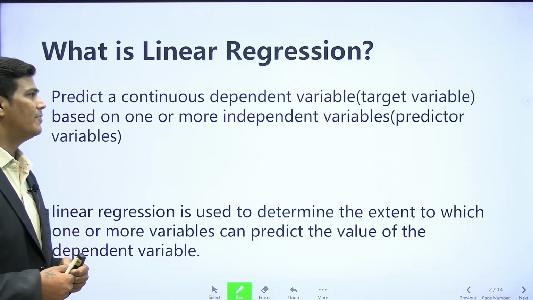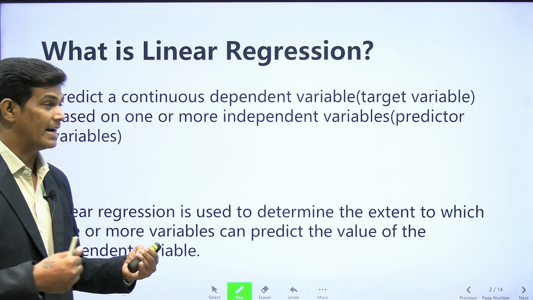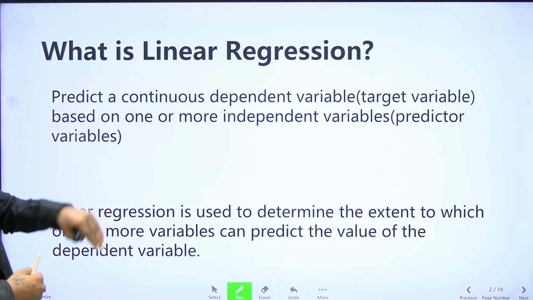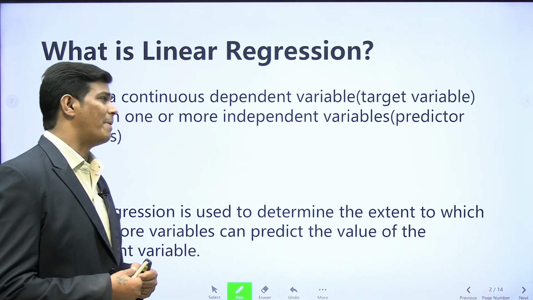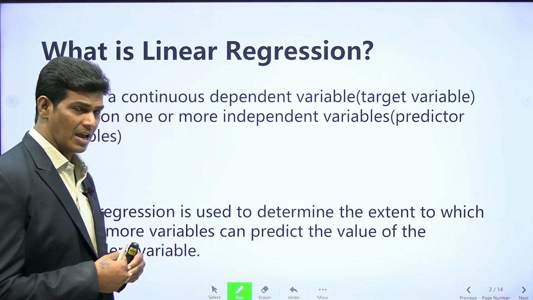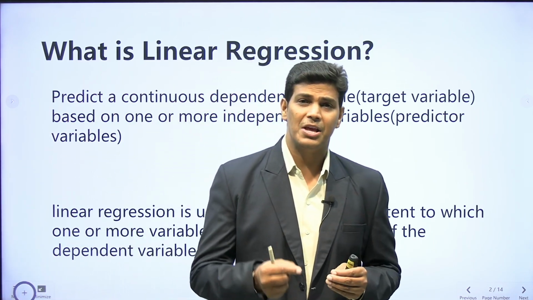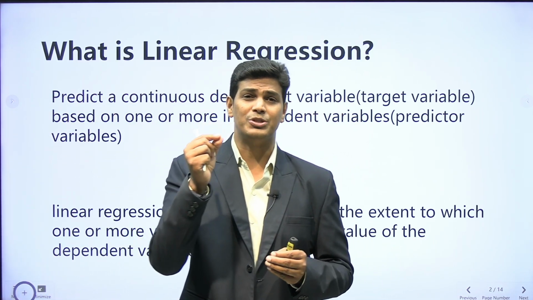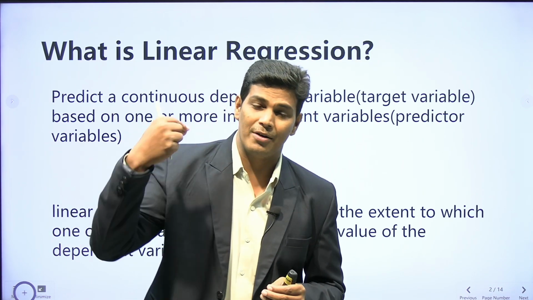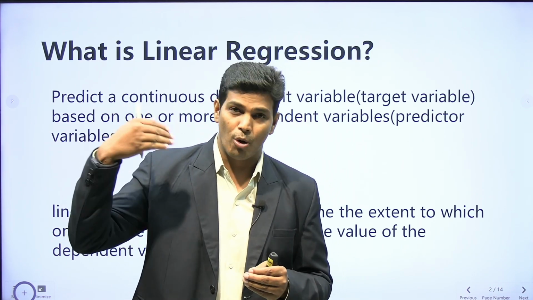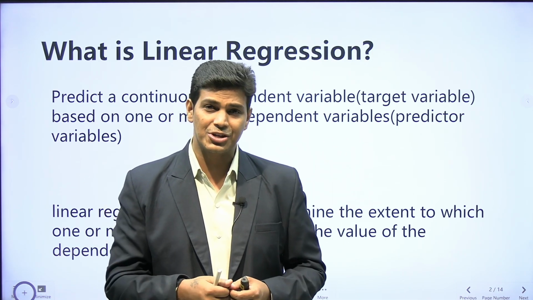Predict a continuous dependent variable, that is called the target variable, based on one or more independent variables, that are called predictor variables. Now let's understand the meaning. If you want to predict the value of one variable using one variable or more variables, this is the concept of regression.